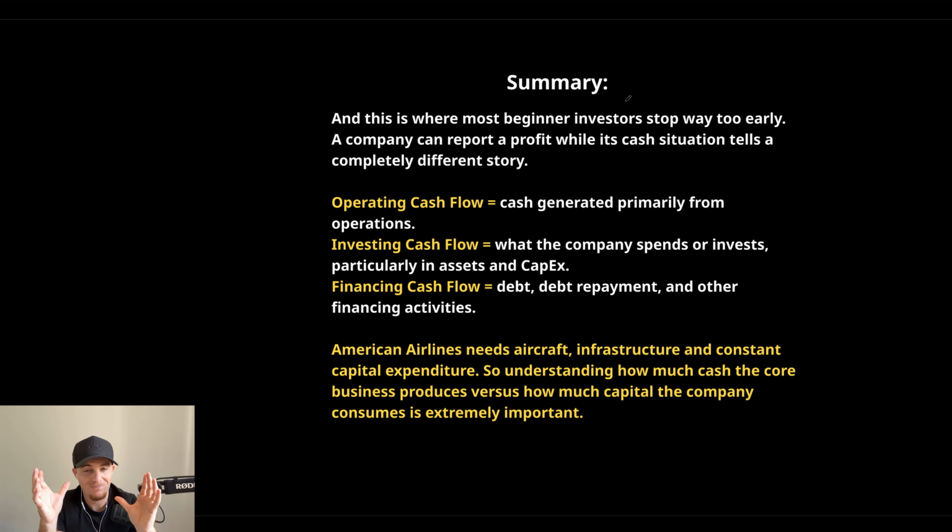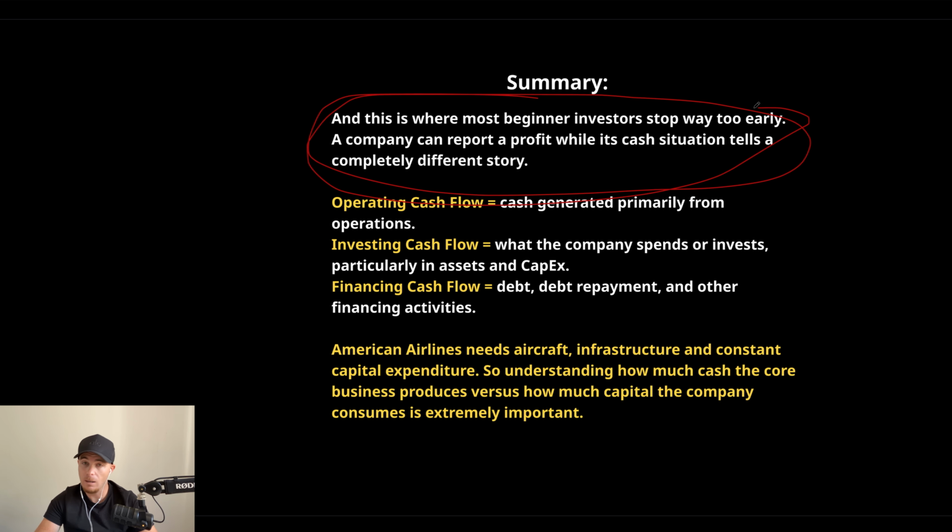But until now, we analyzed American Airlines. We didn't analyze another stock, and American Airlines is very specific. Why? Simply because they need aircraft. They need crazy infrastructure and constant capital expenditure. And we know that most airlines are not that profitable at the end. This is a very complex and competitive sector. So again, understanding how much cash the core business produces versus how much capital the company consumes is extremely important. And as I said, most beginners don't really understand this part. And now you start to understand the difference.